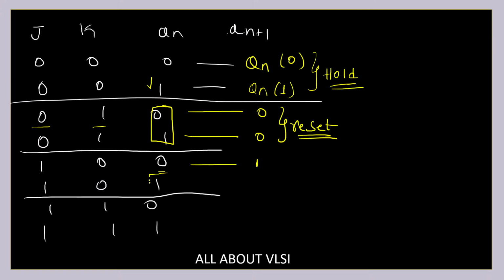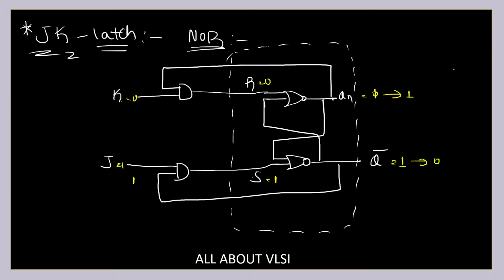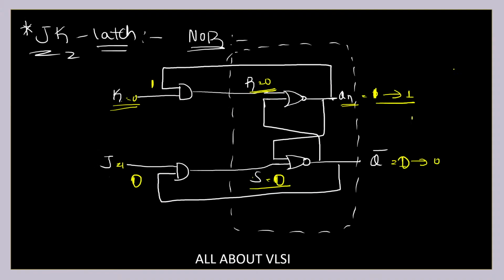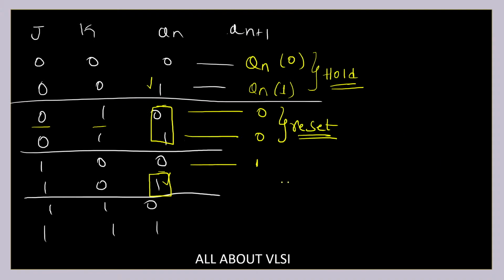Now, let's say Qn is equal to 1. In this case, let's say this is equal to 1. Since K is equal to 0, the AND gate output will be equal to 0, R is equal to 0. And this is equal to 0, so S will also be equal to 0. So S is equal to 0, R is equal to 0. It's a hold condition. So whatever the Qn, it is equal to 1, right? So it will stay at 1 only and Qn complement will be equal to 0 only. So in this scenario also, you are going to get 1. So this is nothing but my set condition. This is hold, reset, and set.